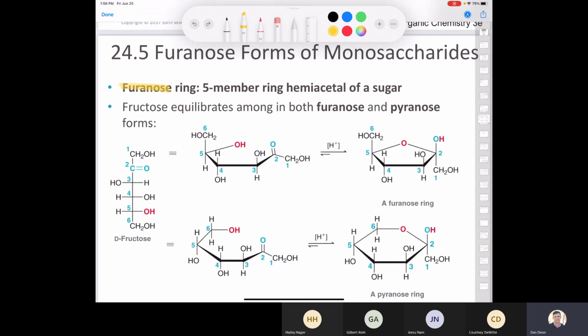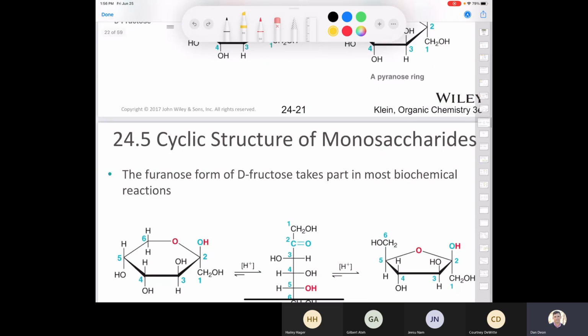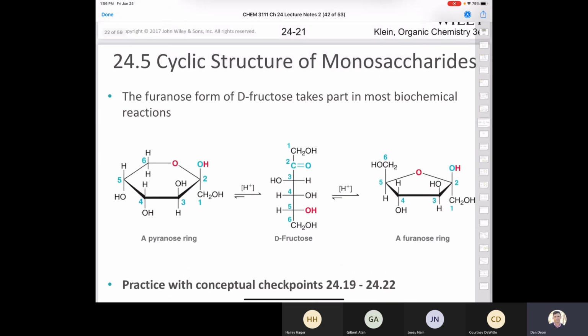And it actually talks about something kind of interesting, which is that it's one of the pyranose forms that actually predominates if you look at fructose in solution. However, it's the beta furanose form of D-fructose that participates in most biochemical pathways. So that's just something that's kind of interesting there. All right. And here it is right here on my slides.